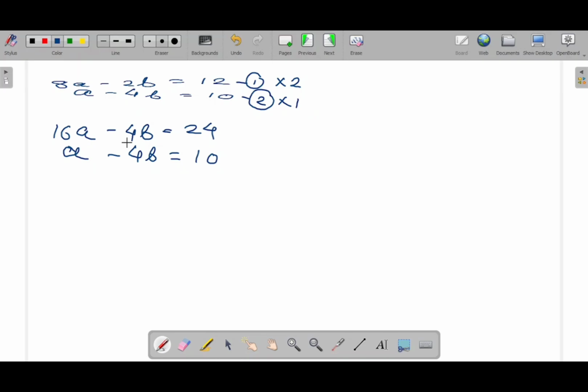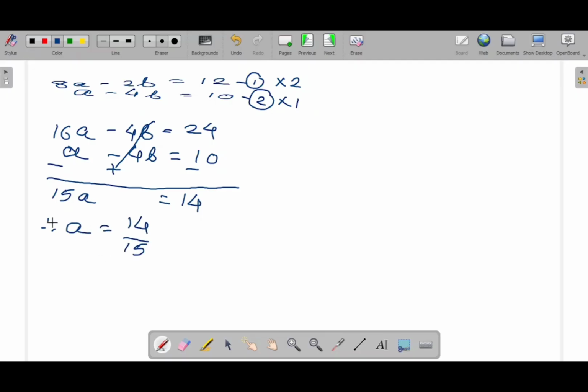After making coefficients equal, we have to check their sign. If signs are same, we will change the sign of the entire equation. And if signs are different, if one is plus and one is minus, then we simply add the equations. So here 16a minus 1a, that means it is 15a. Here minus 4b and plus 4b will be eliminated, and we get 24 minus 10, that means 14 as our answer. That means a is equal to 14 upon 15. Definitely we cannot cut this, so a equals 14 upon 15 is the answer.